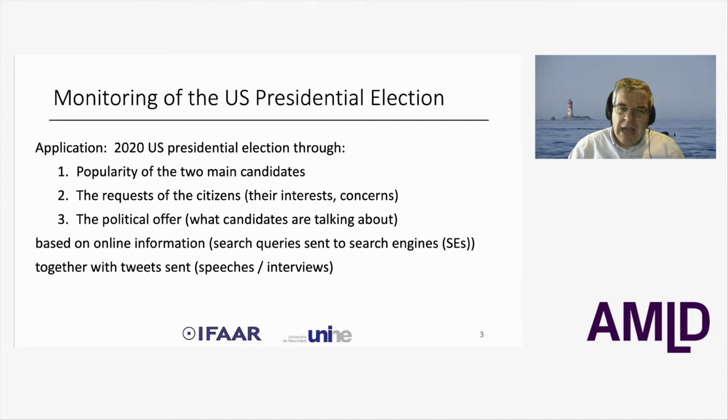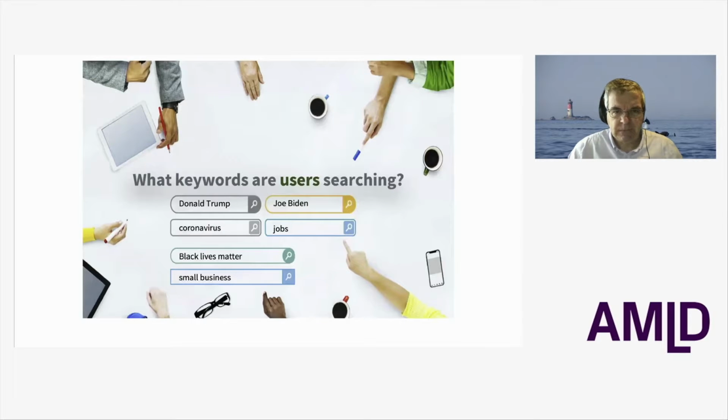Thanks to IFA, we are able to obtain online information. In this case, we have the opportunity to know how many search queries with this text appear on a given search engine. And to analyze the third part, the political offer, we look at tweets sent by the candidate. And certainly due to the pandemic situation this year, the use of Twitter was relatively important during this US election. So the assumption is the following.